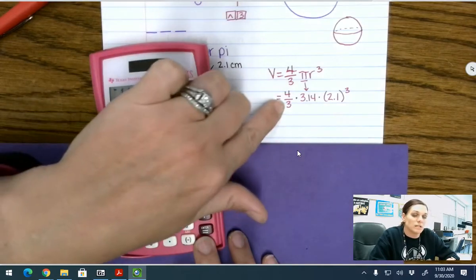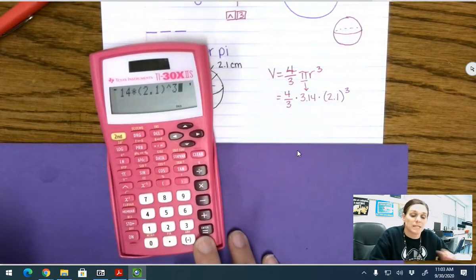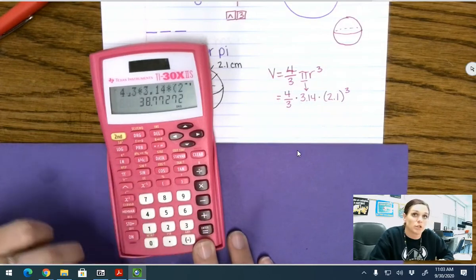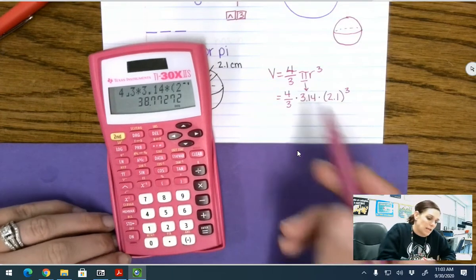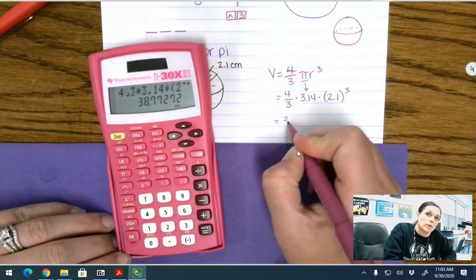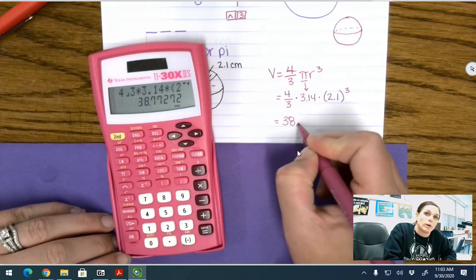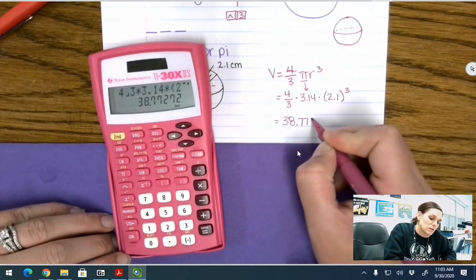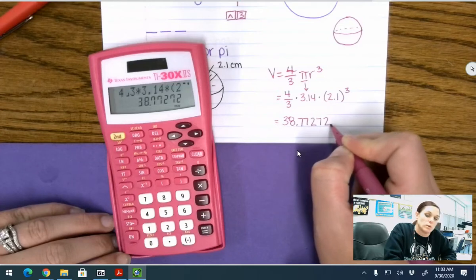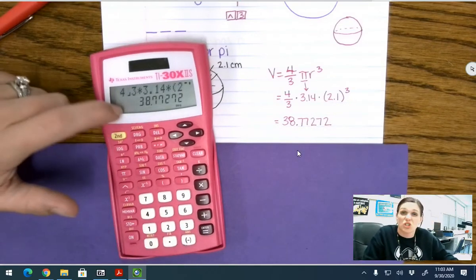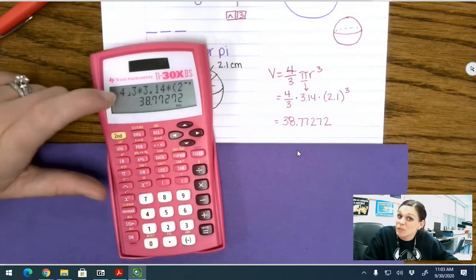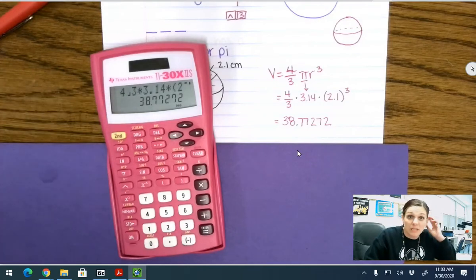All I did is write it and type it exactly as I did, and I'm going to push enter, and I get 38.77272. Now, if this terminates in your calculator and they don't tell you to round anywhere, please make sure that you are writing all of the digits.